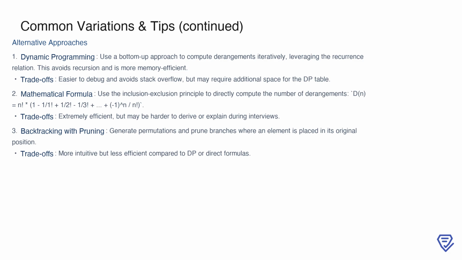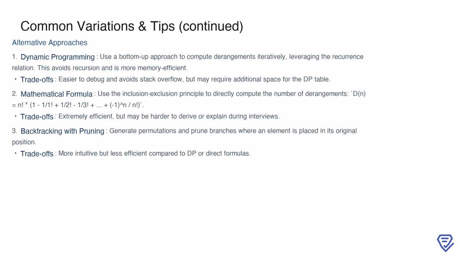Another option is leveraging the inclusion-exclusion principle to directly compute the number of derangements using a mathematical formula, d(n) equals n factorial times the alternating sum of reciprocal factorials. This method is extremely efficient and elegant, but deriving and explaining the formula can be challenging, especially in an interview setting. Finally, backtracking with pruning is another intuitive approach.